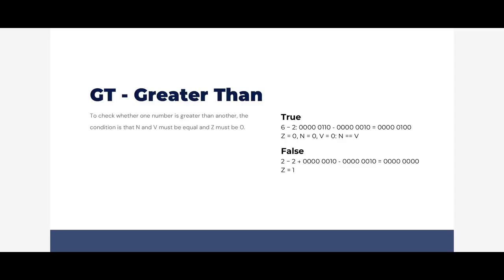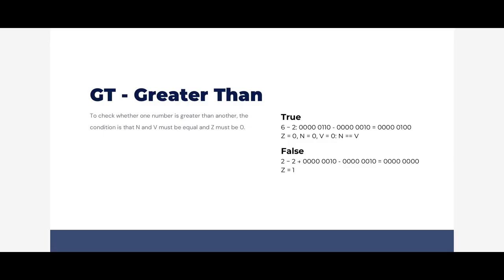Now it's the greater than condition. To check whether one number is greater than another, we have to look at 3 condition flags. Again, N and V, but additional to that, we look at the Z flag, because the Z flag gives us information about the equality of compared numbers. If numbers are equal, we can't talk about a greater than relationship between them. And therefore, Z must be 0 and N and V should be equal to each other.